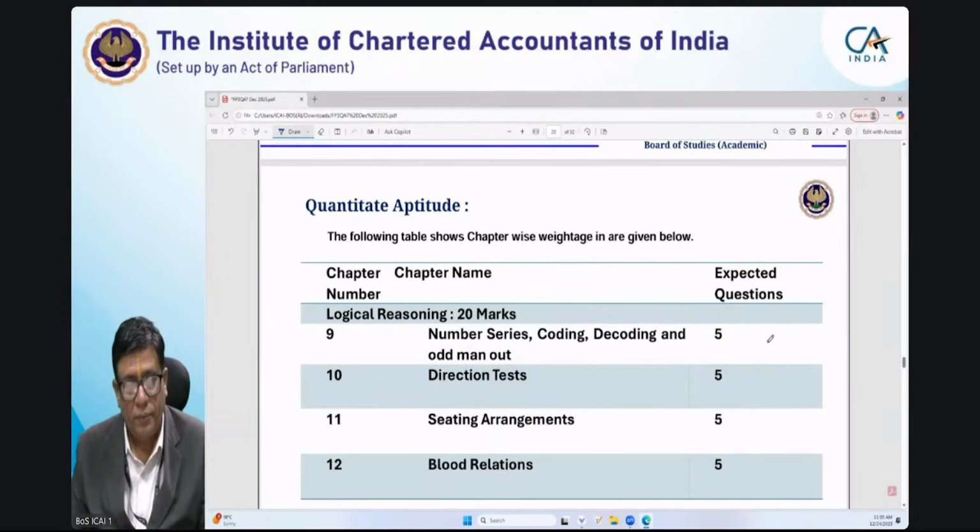Now coming to the table showing chapter-wise weightage. Logical reasoning carries a weightage of 20 marks. The expected questions chapter-wise were already discussed, but let us see them once again: number series, coding-decoding and odd man out, with an expected 5 questions. Then direction test 5 questions, seating arrangements 5 questions, and blood relations 5 questions. That means the weightage is 20 marks for this chapter.